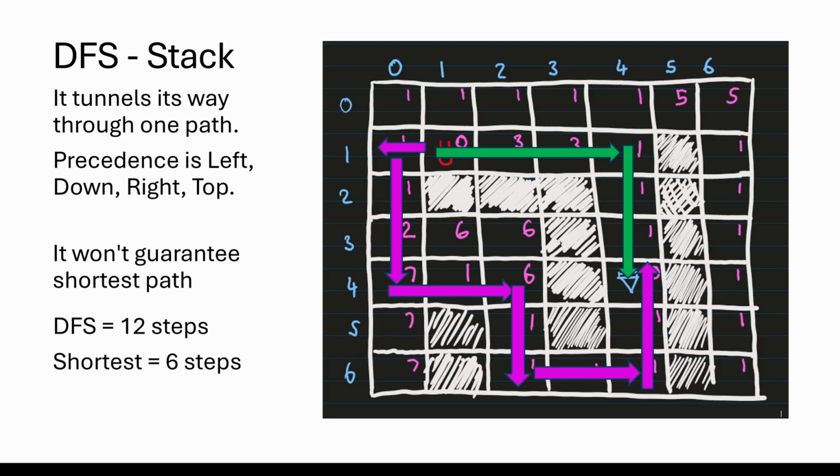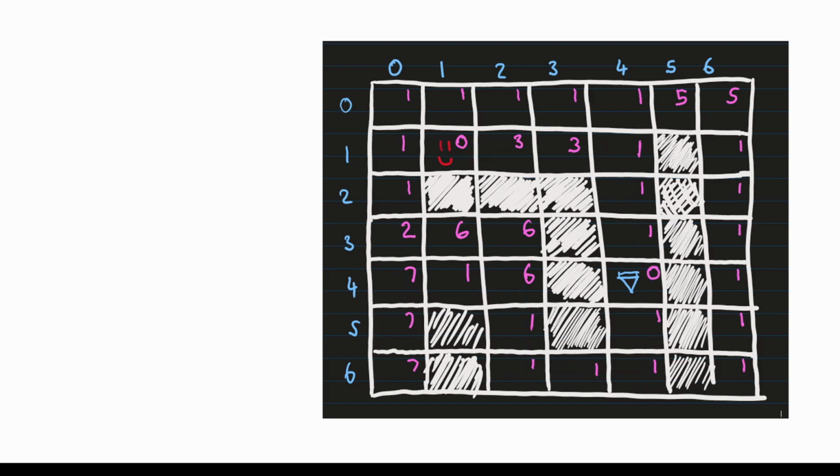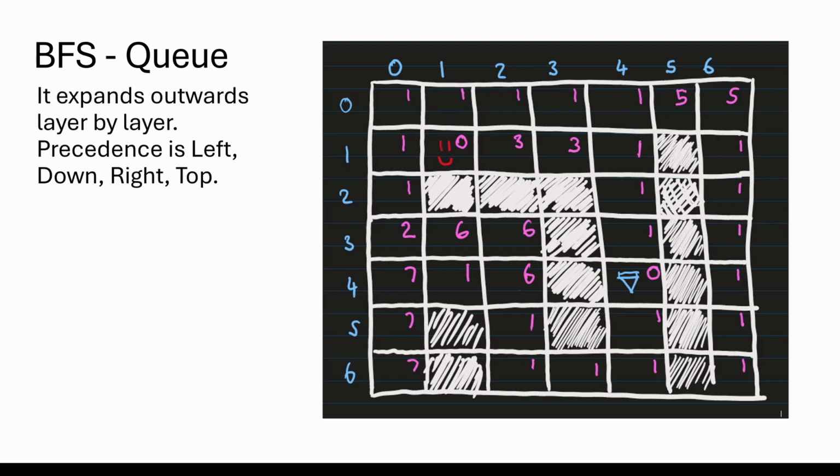Yeah, so DFS was 12 steps, but the shortest path was 6 steps. So now we look at BFS, and behind the scenes it uses a queue instead of a stack. It works by expanding outwards layer by layer instead of tunneling its way through one path like DFS did. By using this approach, you are guaranteed to find the shortest path. And again, we'll use the same precedence, which is left, down, right, up.